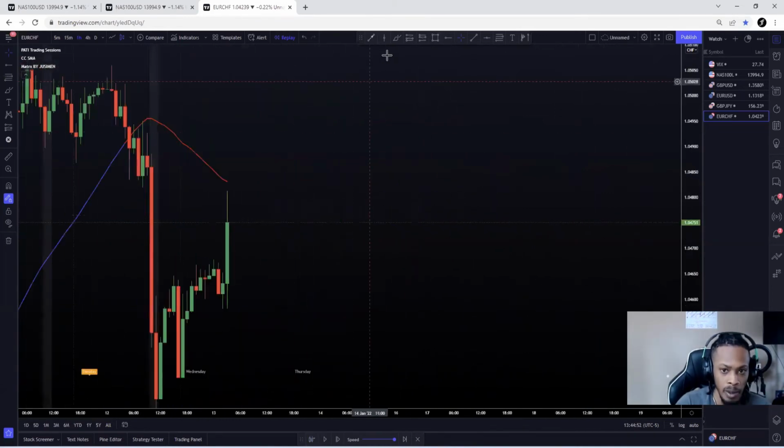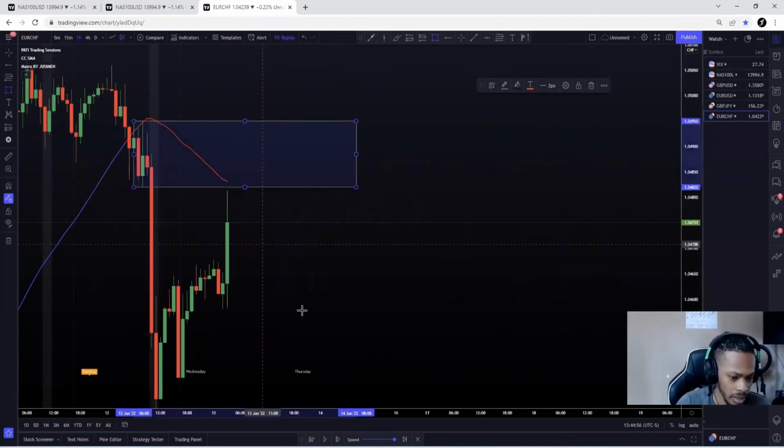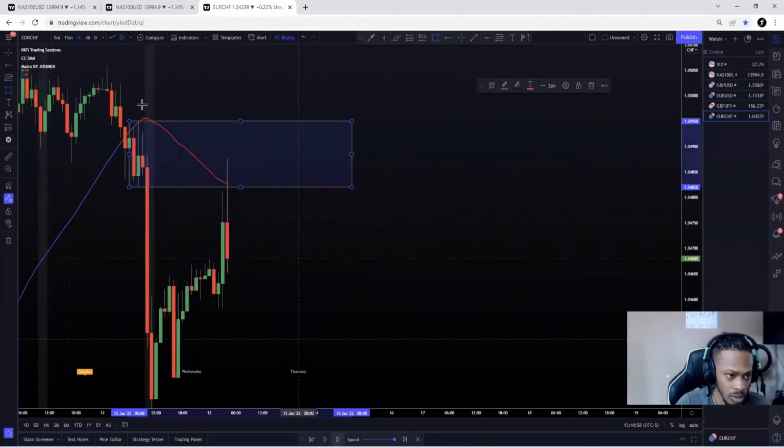Okay, so right here, we have a 1 hour supply that taps into our zone. Let's see what happens on the 15-minute chart.